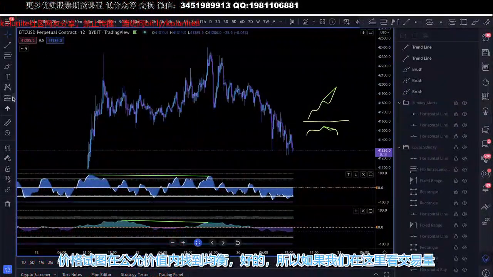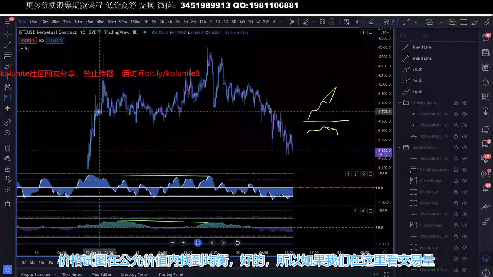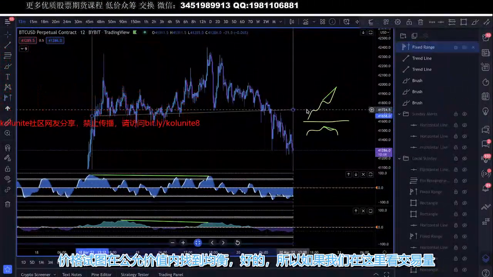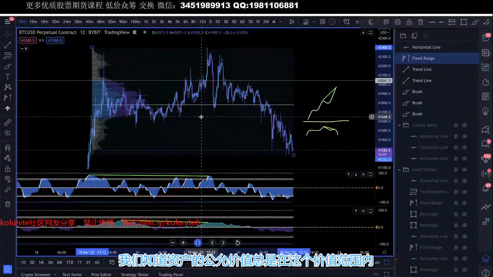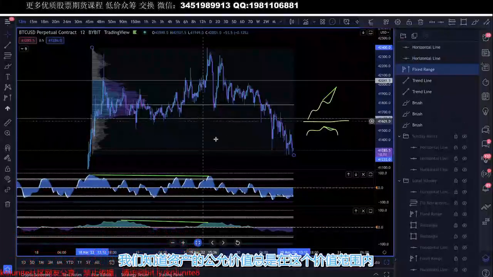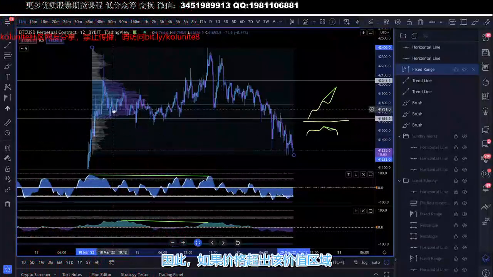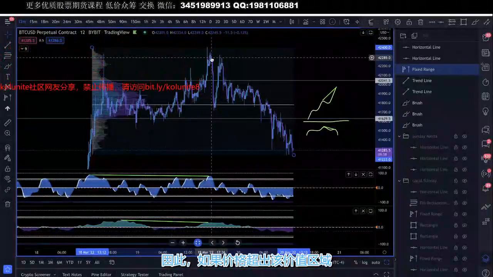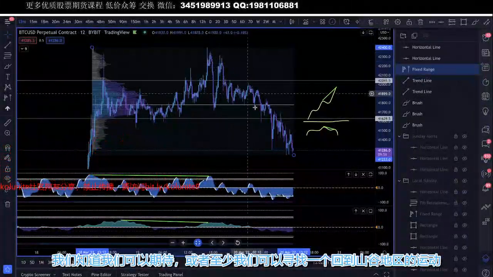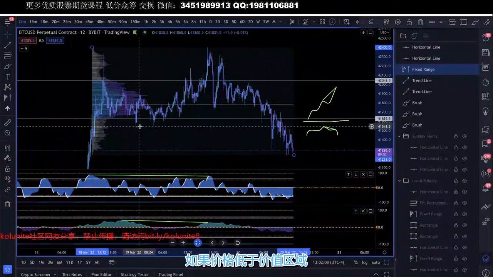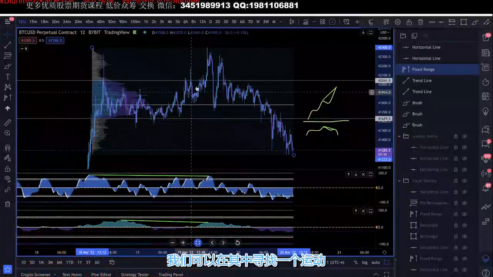price trying to find equilibrium within a fair value. Okay, so if we're looking at volume here, we know that the fair value of the asset is always going to be within this value area, right? And so if the price comes outside of that value area, we know we can expect, or at least we can be looking for, a movement back down into the value area. And if price comes below the value area, we can be looking for a movement back up into it.